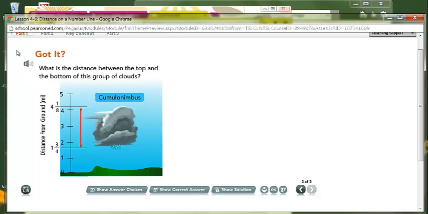What is the distance between the top and the bottom of this group of clouds? Okay, so the cumulonimbus cloud is a really exciting cloud. That is your thunderstorm cloud. That is where we get our severe weather. So this cloud tends to be very strong and very tall. And so what we're looking at is from the height of it to the bottom of it, what is our distance? Go ahead and pause to try to solve this.